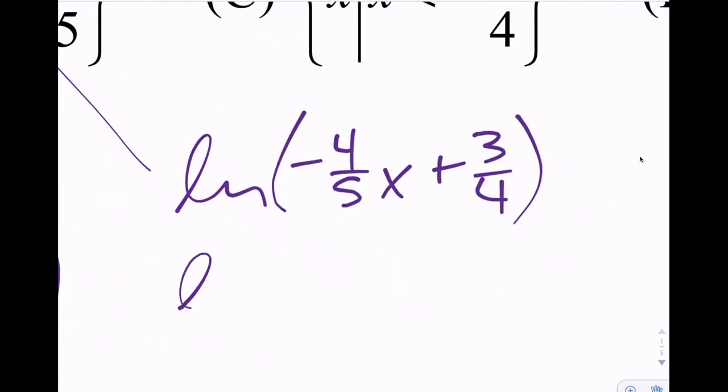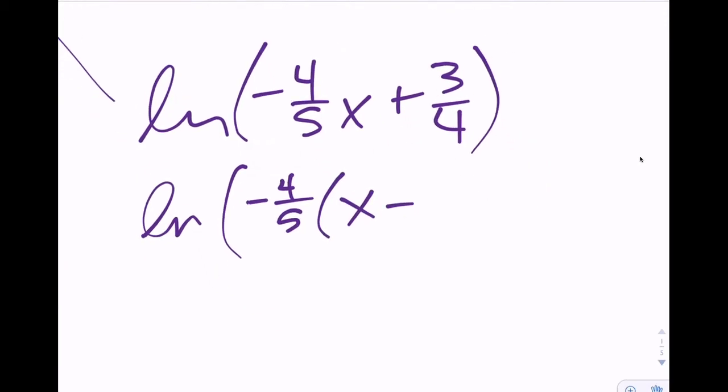And then, of course, you would factor out a what from the inside? A negative 4/5. And we're left with x. I know the sign changes, so here's what I do. I go with 3/4, and I'm dividing out a 4/5. I know the sign's going to change.